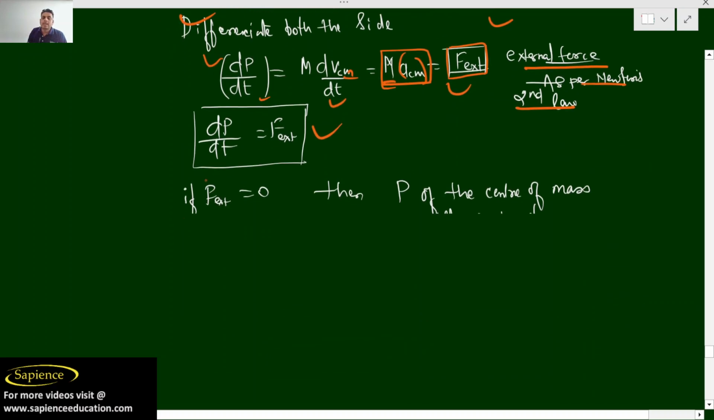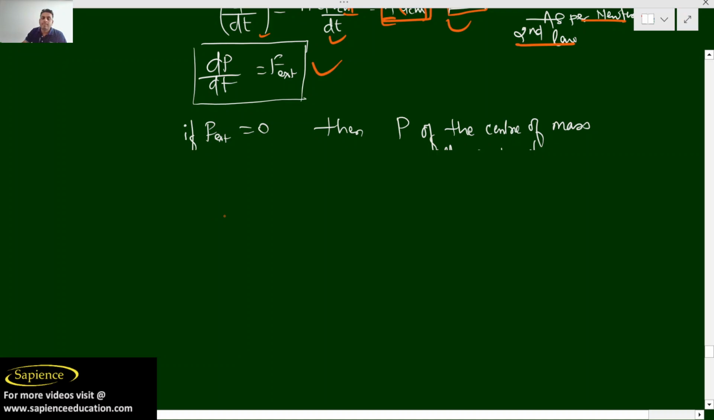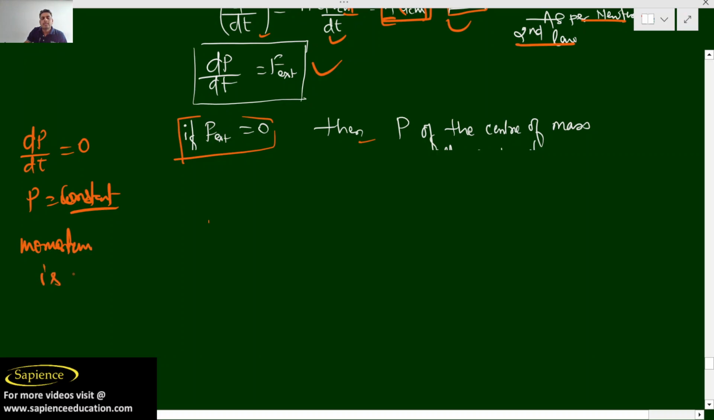Okay. So if the external force is zero, then what will happen? If F external is zero, then P of the center of mass will remain constant. Why? See here. If the external force is 0, it means dp/dt is equal to 0. It means that p will remain constant. It means that the momentum is also constant.